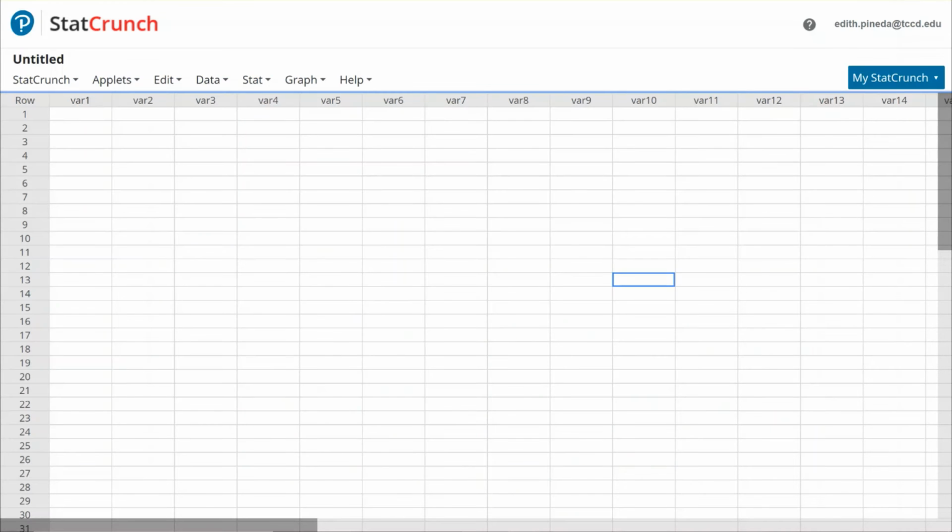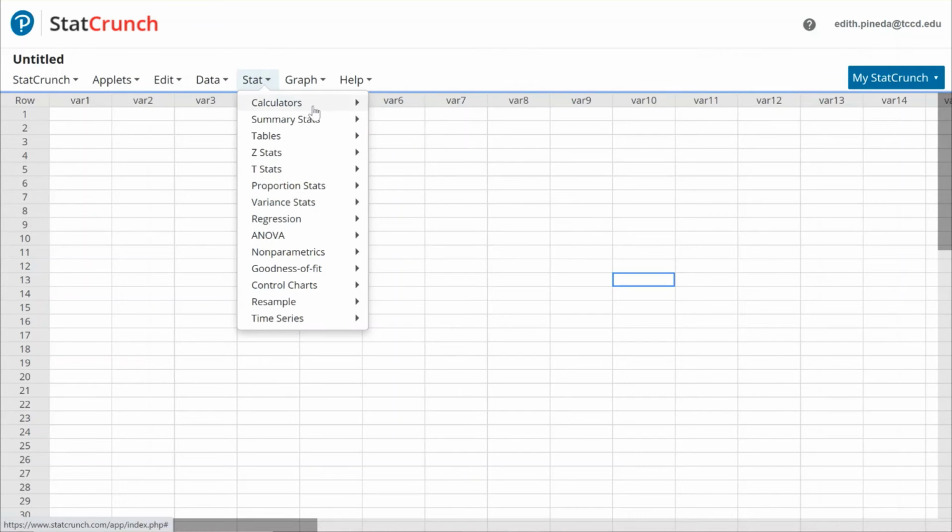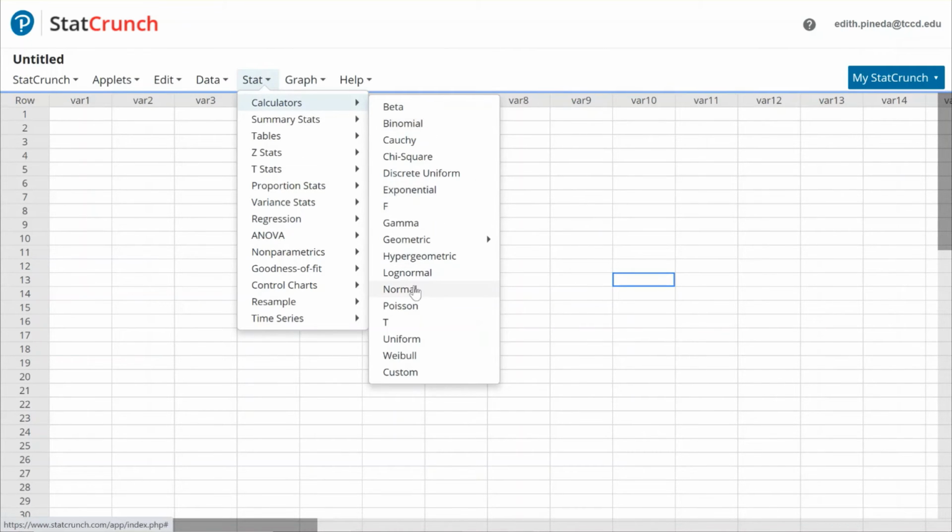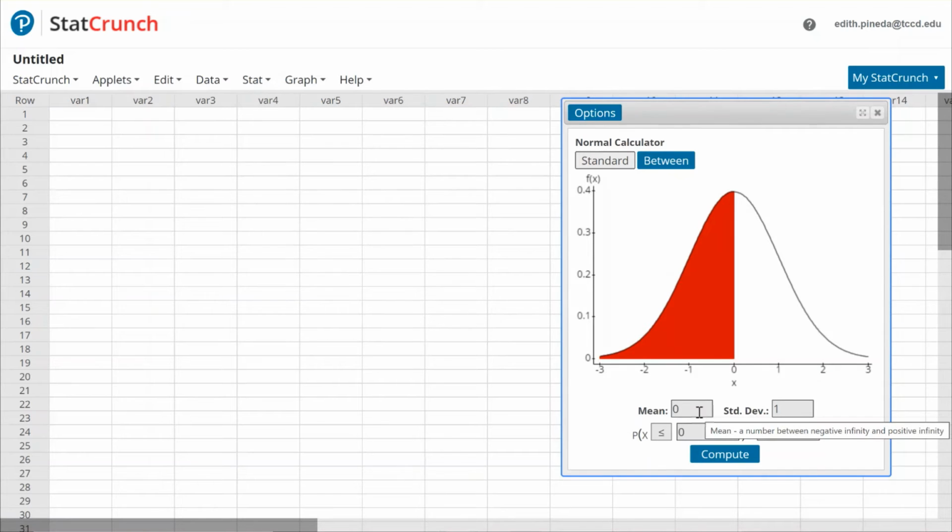Let's find areas under the normal curve in StatCrunch. Go to Stat, Calculators, Normal. For part A, we want the area to the left of a z-score, which is negative 0.38. If you are given a z-score that you need to find the area for, you will leave the mean as 0 and the standard deviation as 1. Now, we want the area to the left of negative 0.38, so that's going to be this one here.